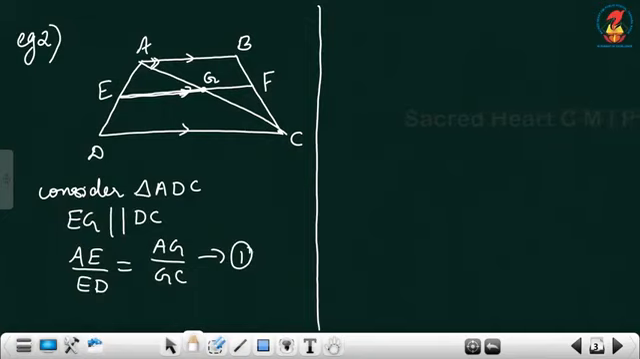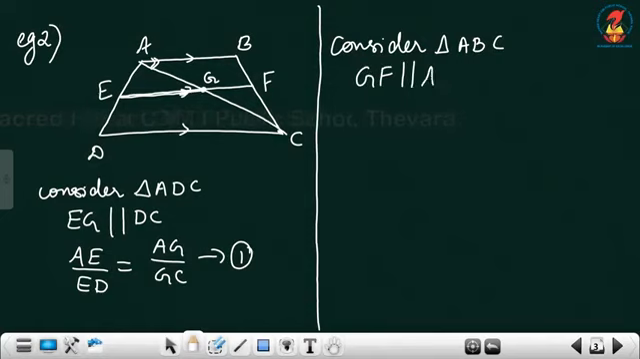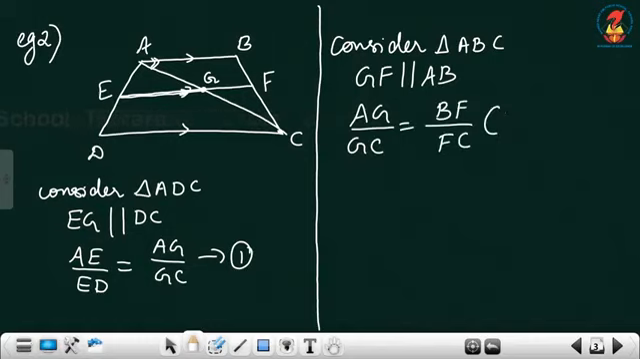Then consider another triangle ABC, in which GF is parallel to AB. So we can write AG by GC is equal to BF by FC using BPT. Equation 2.